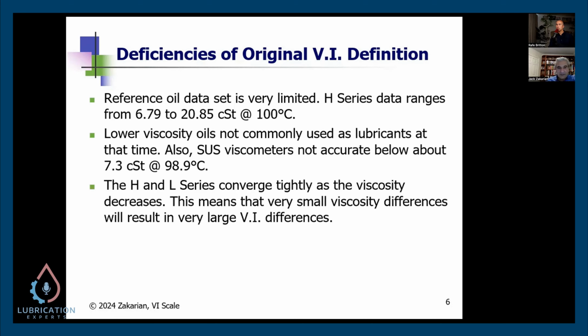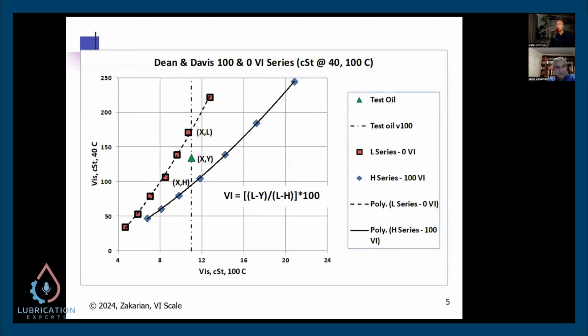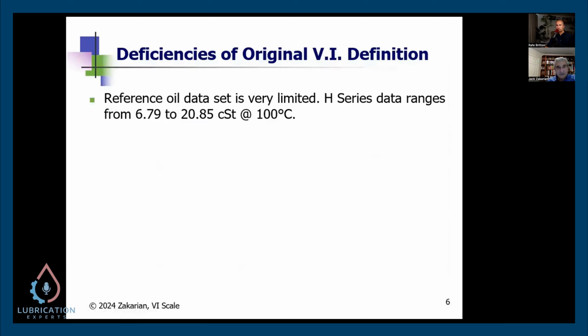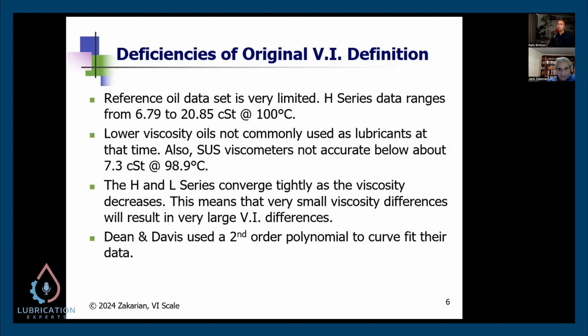And finally, the H and L series come together very closely as vis decreases. And so, in fact, let me go back to this previous slide. You can see down here, as vis gets low, these lines eventually end up crossing each other. And that makes the calculation of VI for anything in the 6 centistoke and below range at 100 degrees very difficult. It's prone to a lot of error.